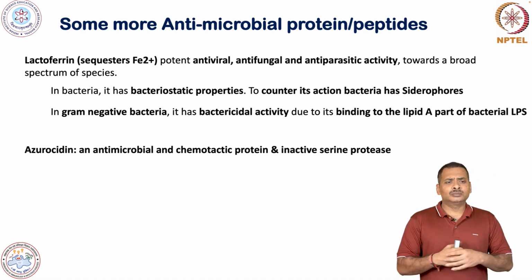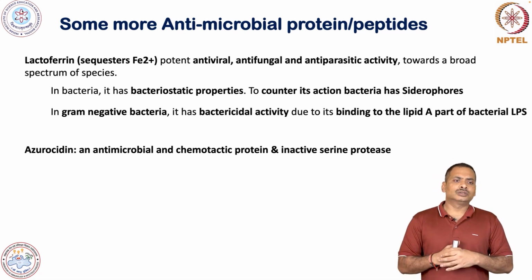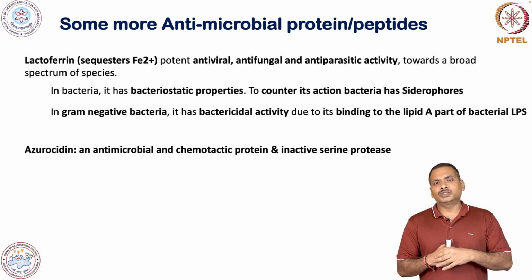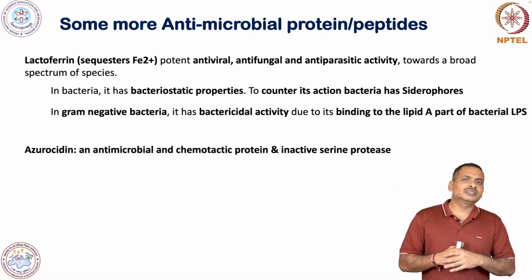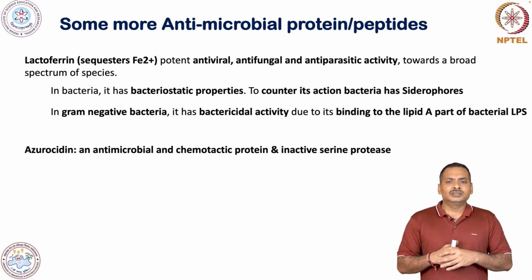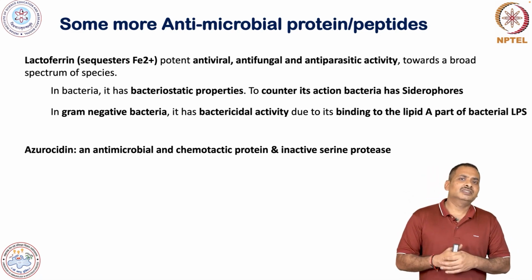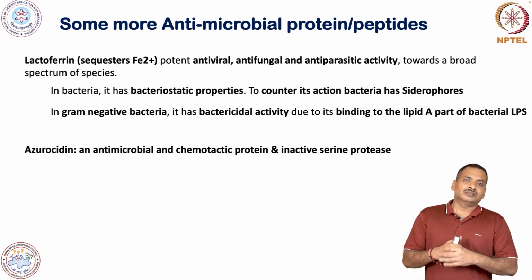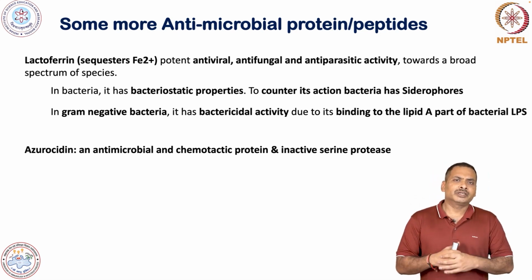There is another protein known as azurocidin. It also has antimicrobial property and is chemotactic. It is a chemotactic protein having some serine protease activity. It is also synthesized in inactive form, and upon activation, this serine protease activity gets activated, and it breaks down the proteins of the target entity, that is the microbes.